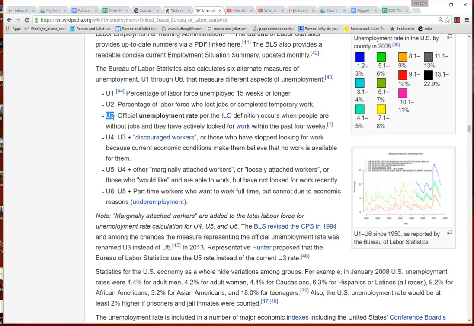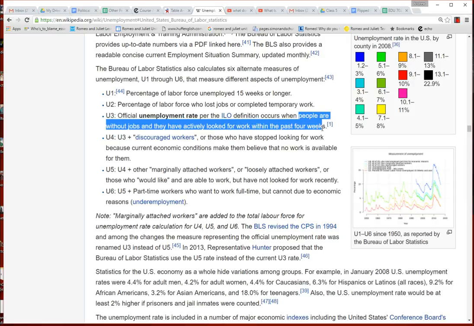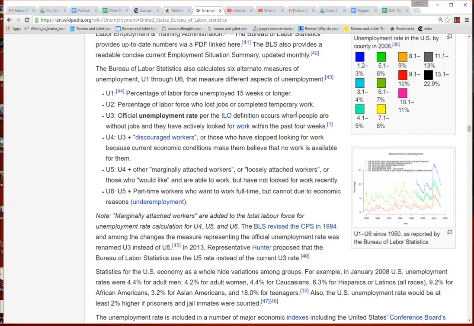So U3 is the number that we use as our official unemployment rate for the United States. And this is the number where it's counting people that are without jobs but have been actively looking for work within the past 4 weeks. So if you've heard anything about people collecting unemployment benefits, this is generally where they fall. So it's people that have been without work, but have been actively looking within the past 4 weeks.